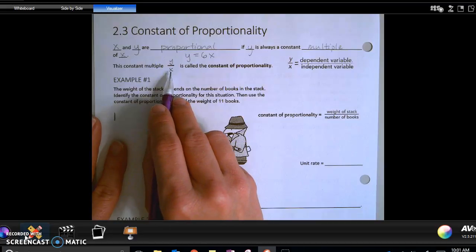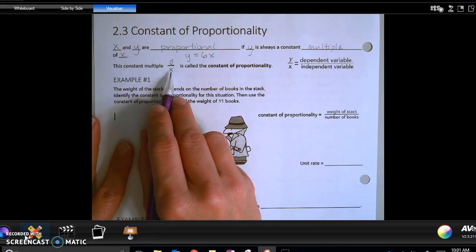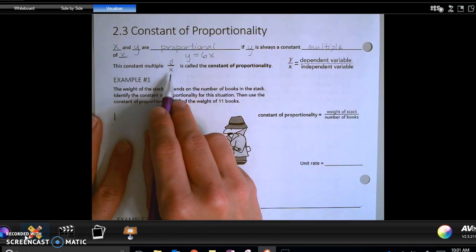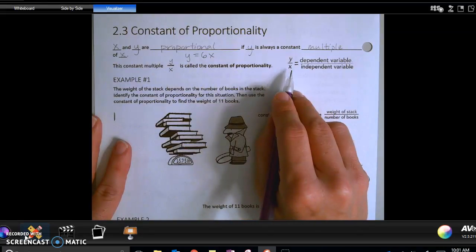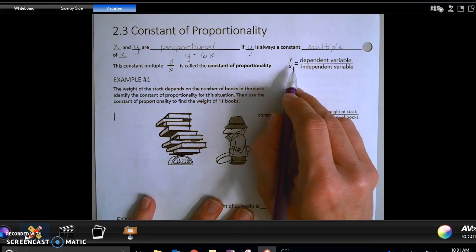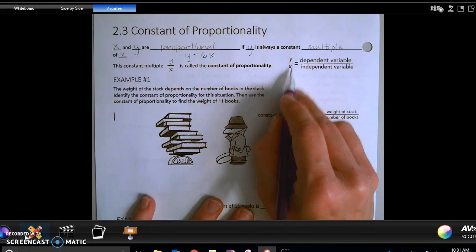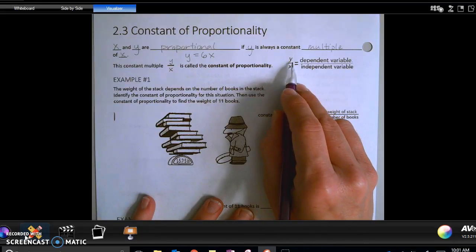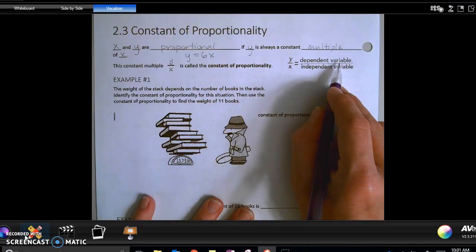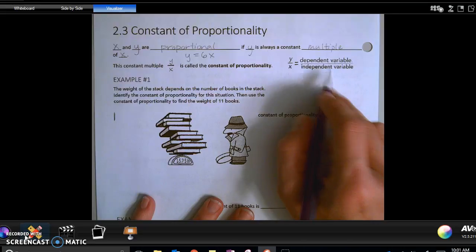So here's a new piece for you today. As we begin working in word problems, you're not always going to know which is your y value and which is your x. So here is a trick for helping you remember. If my constant of proportionality is y to x, then we can remember that y is our dependent variable. This variable depends on the other one. So this number changes depending on what my x value is.